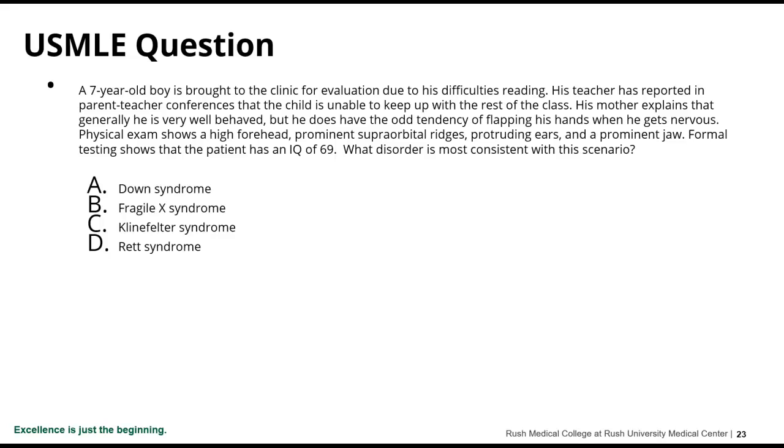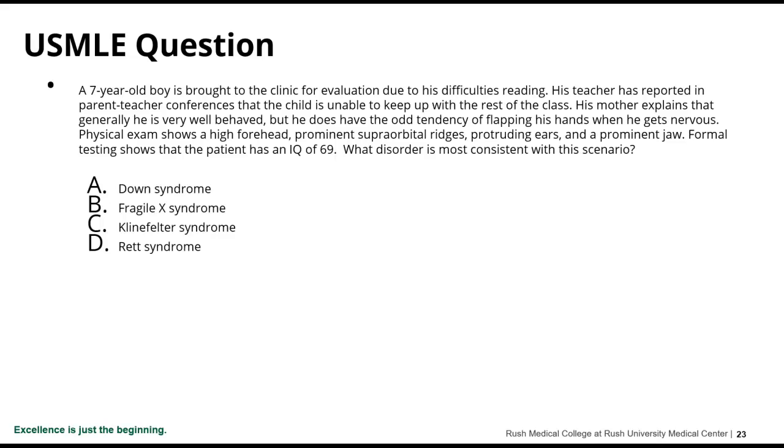What disorder is most consistent with this scenario? Down syndrome, Fragile X, Klinefelter syndrome, or Rett syndrome. So the correct answer is Fragile X. His IQ is a little higher than a child with Down syndrome. They're usually between 50 and 60, plus they usually have different clinical characteristics, a flat face, upslanting palpebral fissures.